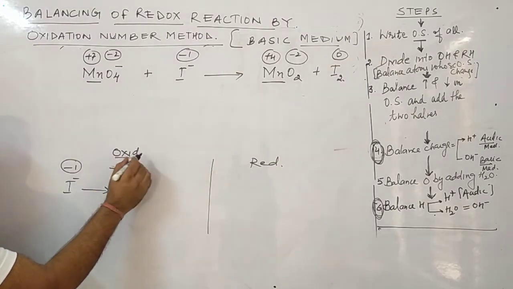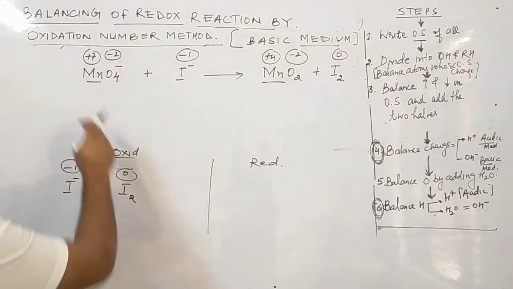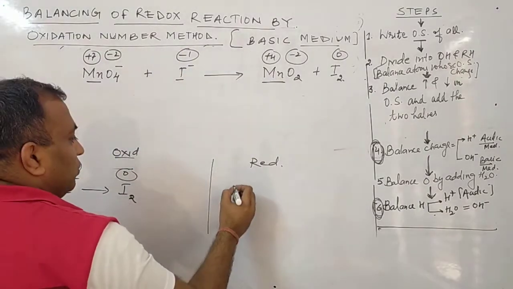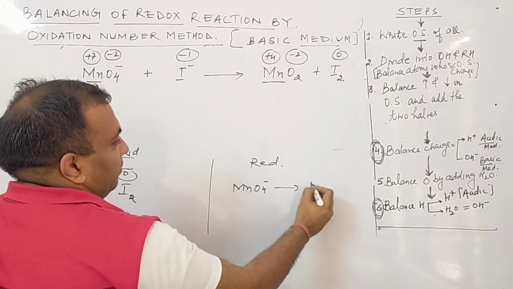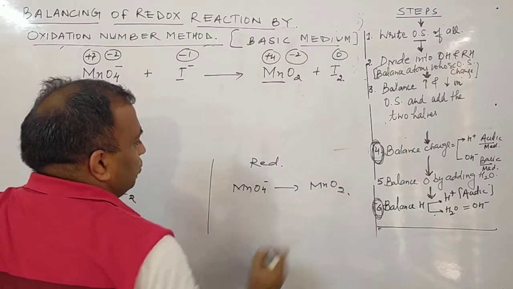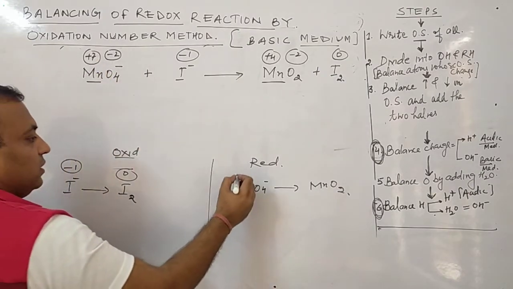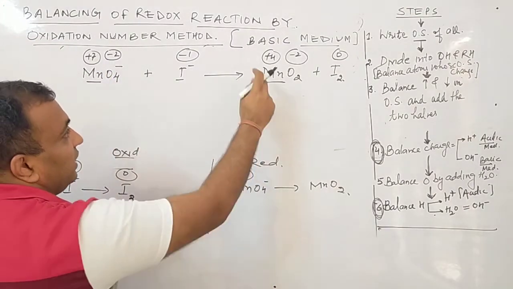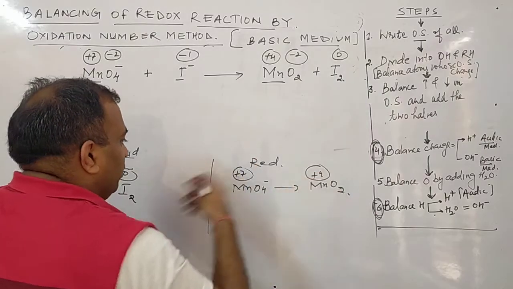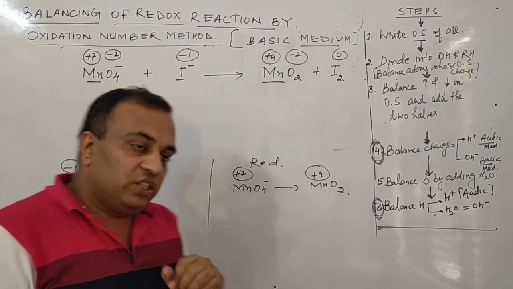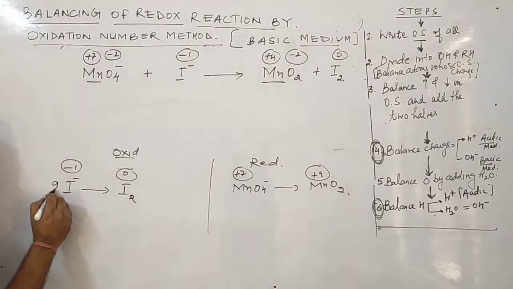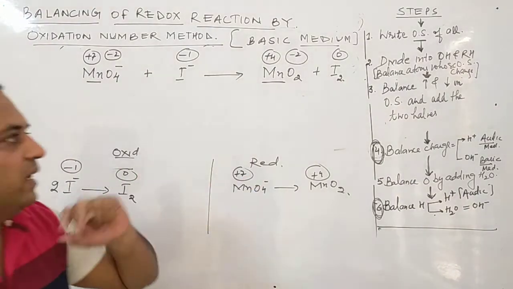Okay, चलिए. Decrease +7 से +4. So I will write MnO4 negative से बेटा MnO2. In MnO4 negative the state is +7, in MnO2 the state is +4. हो गया. चलिए अब क्या करना है, उन एटम को बैलेंस करना है जिनकी स्टेट चेंज है. तो I2 2I, ये 2 लगा दिया यहाँ पे, ये ऑलरेडी बैलेंस है.